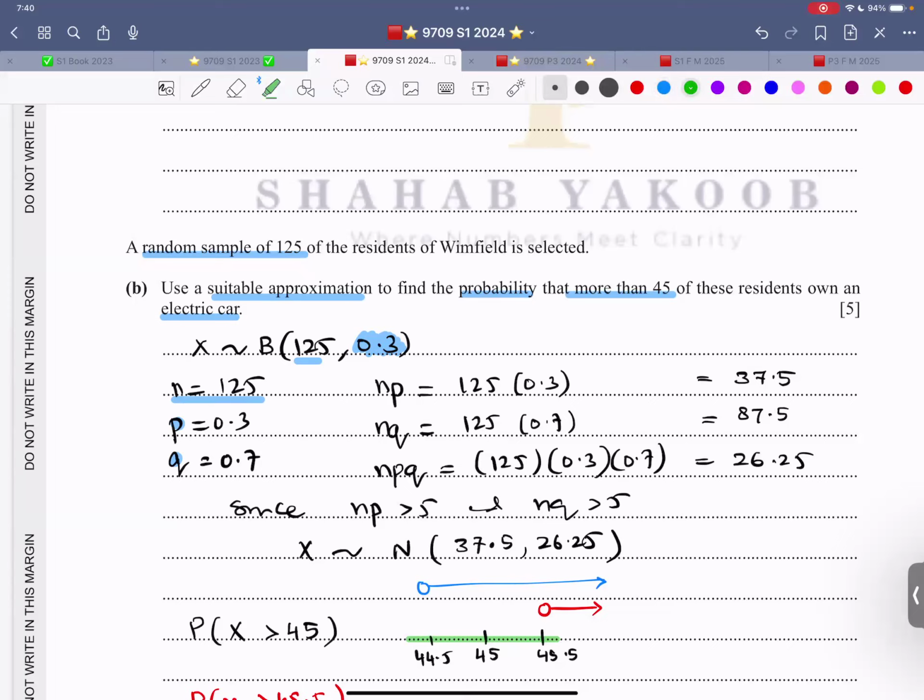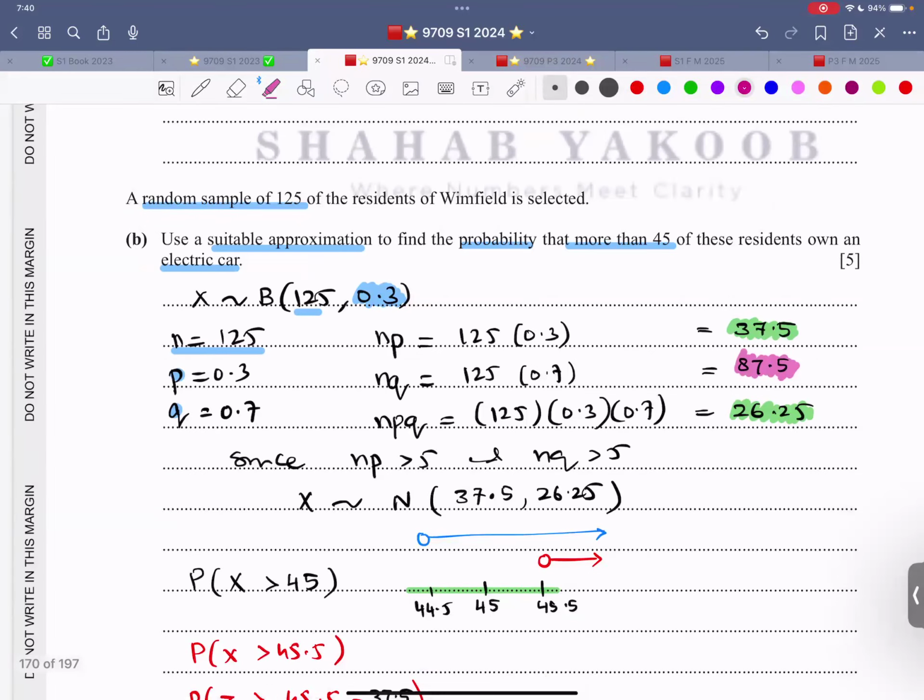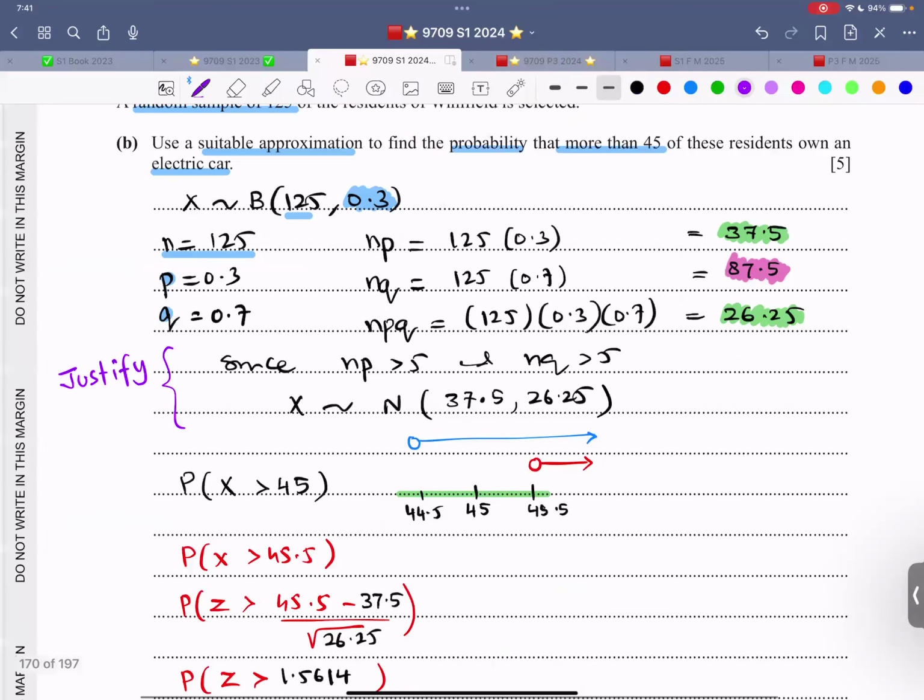We calculate np, that is 37.5. This is the mean. We calculate npq. This is the variance. And we calculate something extra, that is nq, for justification purposes. So keep these 3 things in mind. Justify whether the examiner asks for it or not. So what is the justification? Sometimes they give you an extra mark. Sometimes they don't ask for it. Make a habit of doing it.